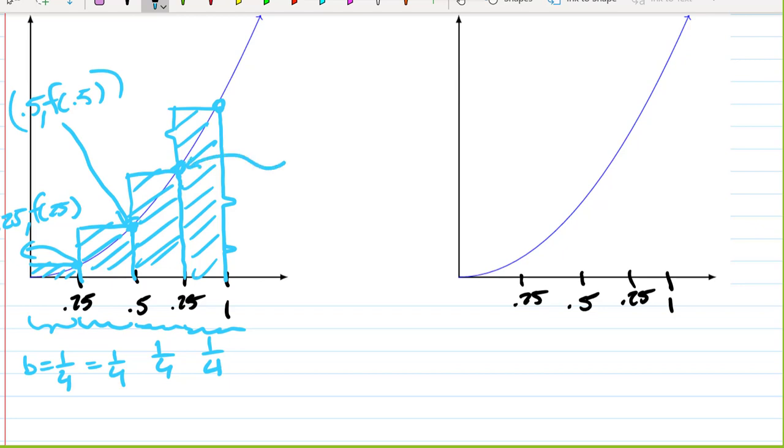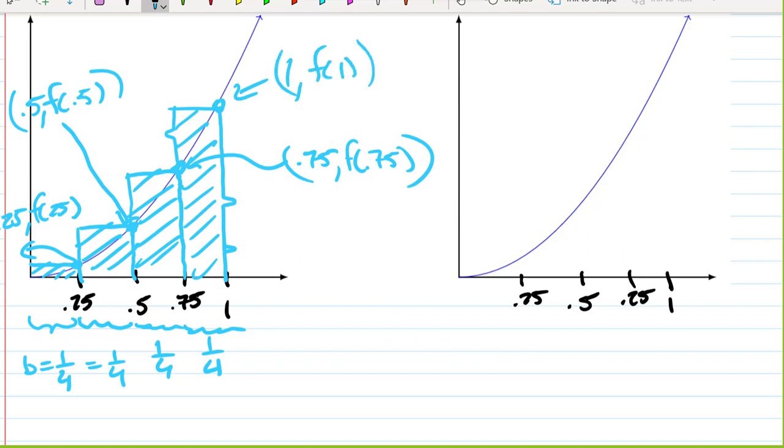This guy right here, that should have been 0.75, I had a typo there, is going to be 0.75 and f of 0.75. And then lastly, this is going to be 1 and f of 1. Those would be all those points.